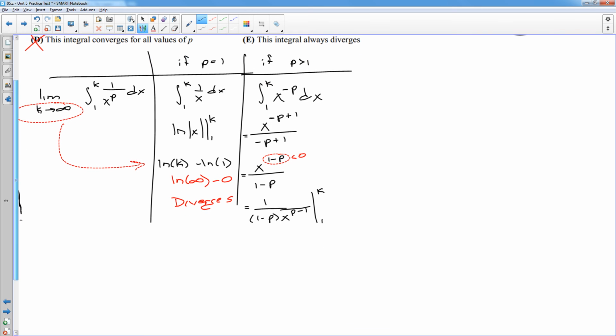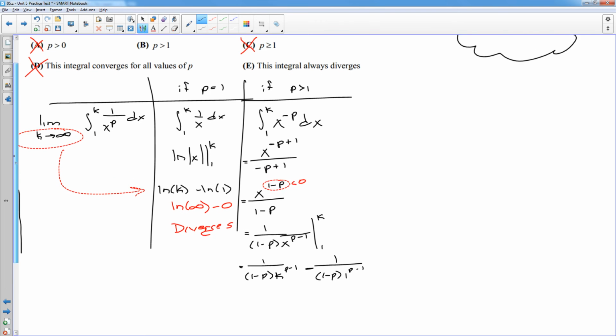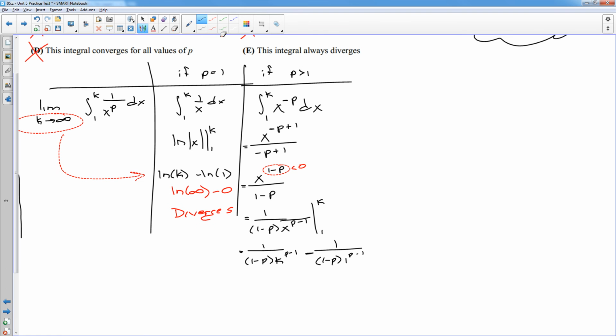When I plug in 1 and k, I now have 1 over 1 minus p times k to the p minus 1, minus 1 over 1 minus p times 1 to the p minus 1. Now I want to look at this and see what happens as my k approaches infinity. So again, we're going to evaluate our limit right here.